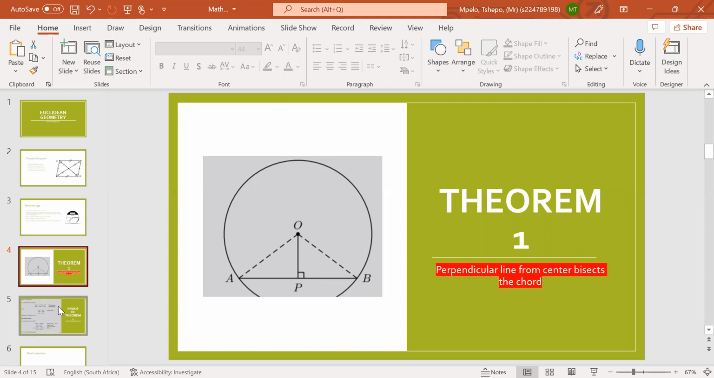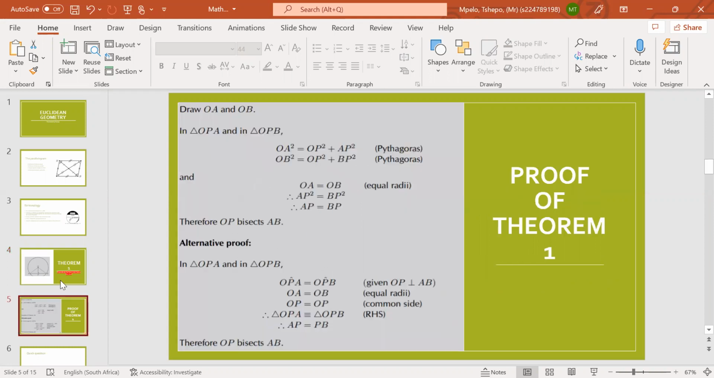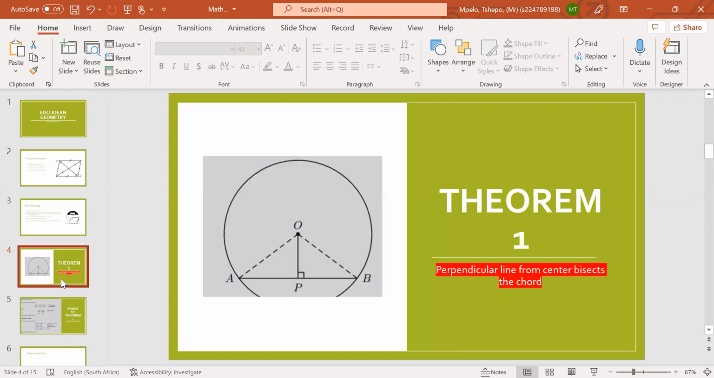Now let us go to prove our theory. Before proving, let us talk first. Do we agree that OA is a radius? I've defined to you what a radius is. Remember the definition and look at OA. Radius, because it's a line from the center to the circumference.